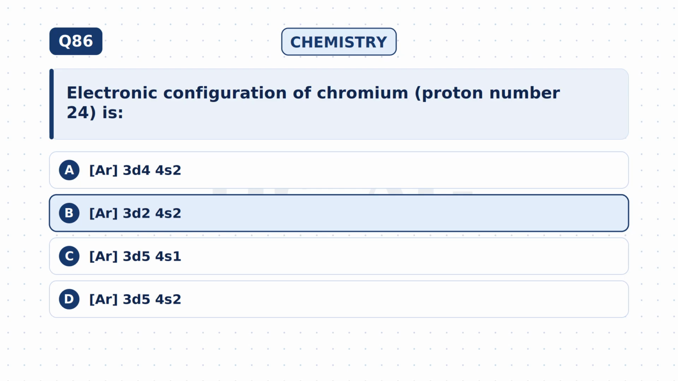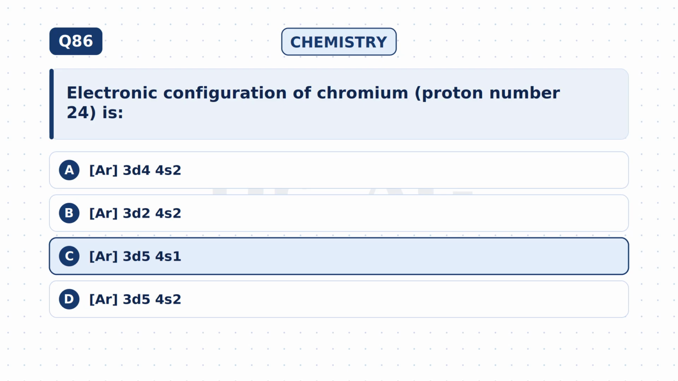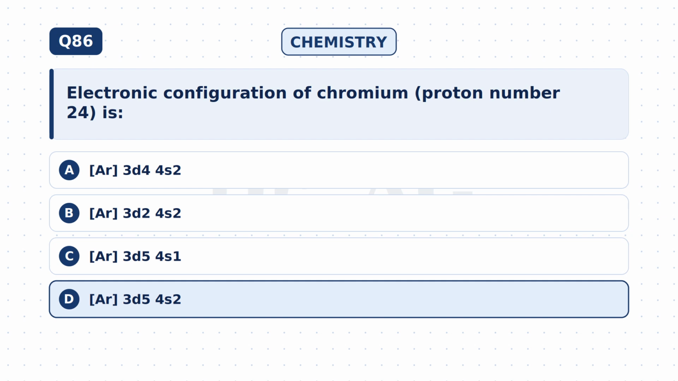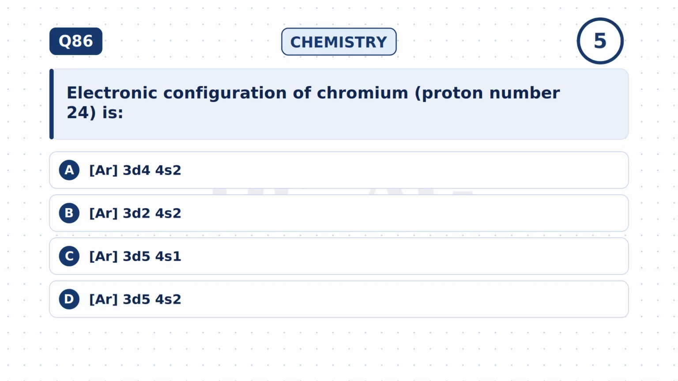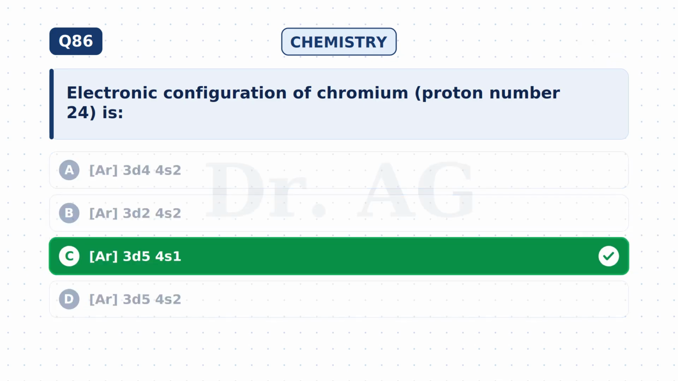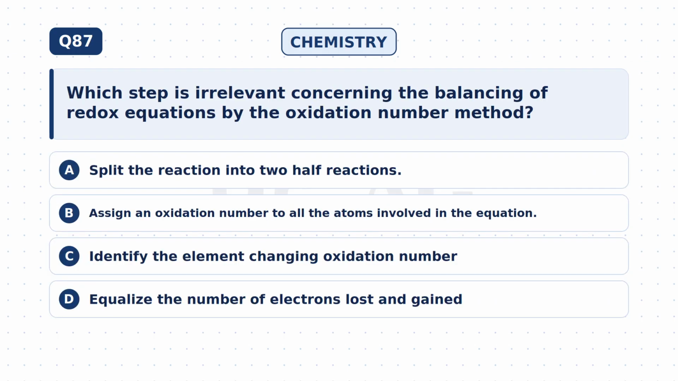Option B, [Ar] 3d2 4s2. Option C, [Ar] 3d5 4s1. Option D, [Ar] 3d5 4s2. The correct answer is C, [Ar] 3d5 4s1. Question 87. Which step is irrelevant concerning the balancing of redox equations by the oxidation number method?